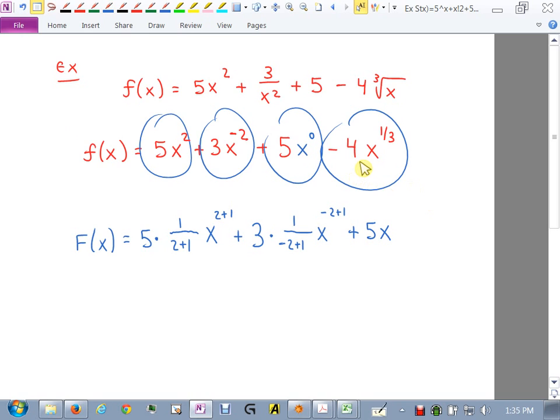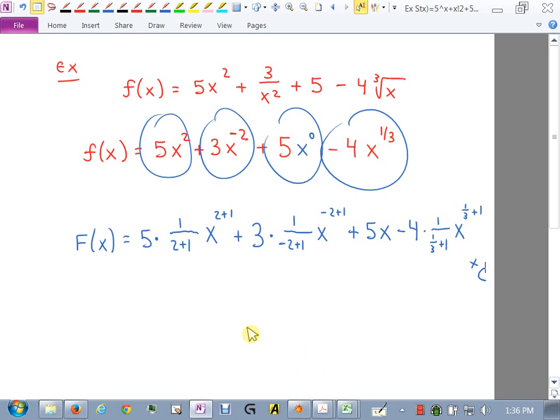And then what about this last one? Negative 4. And then the power is 1/3, so I'm going to have to do times 1 over 1/3 plus 1, x to the 1/3 plus 1. Then I'll have plus a c out here. I ran out of room. Any questions on where any of that came from?